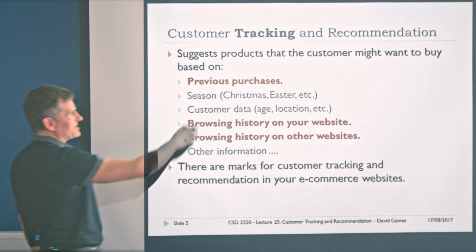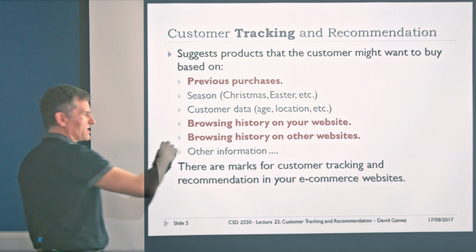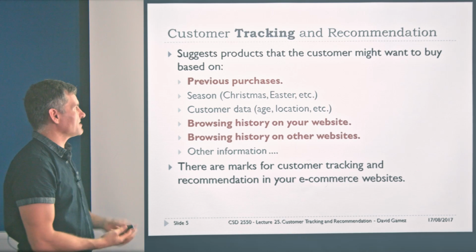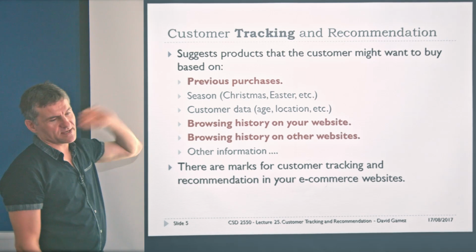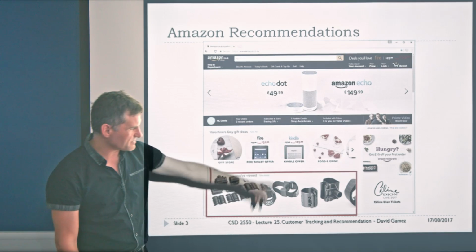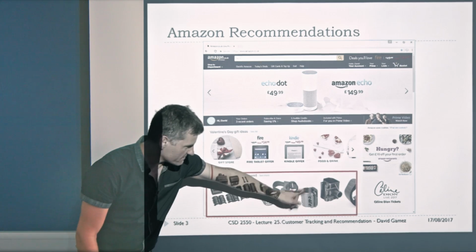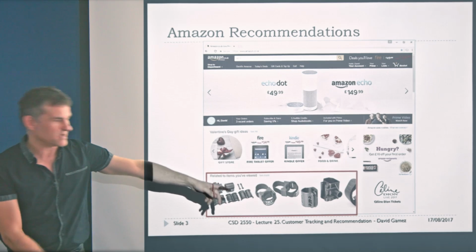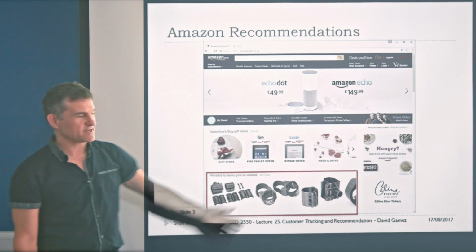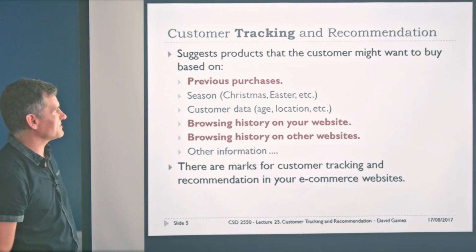So customer tracking and recommendation means we're using the previous purchases, maybe the browsing history on the website or the browsing history on other websites to make suggestions to the customer about products they might want to buy. Now, the problem with previous purchases is that they already have that thing. Going back to my example, suppose I bought this thing for attaching a bike lock to a bike. Then there'd be very little point in recommending that to me a week later, because I'm the proud owner of this piece of plastic. I don't need another one that does the same job.